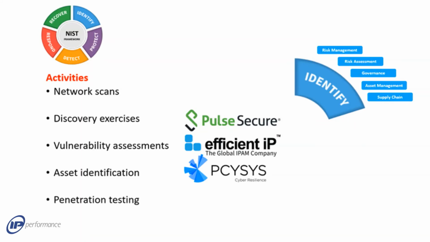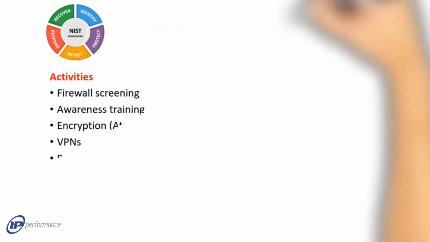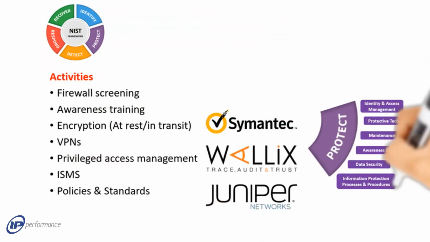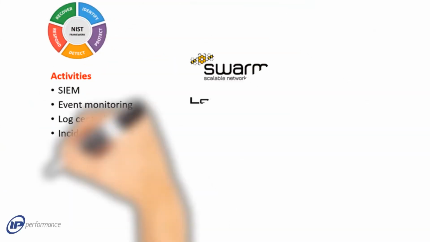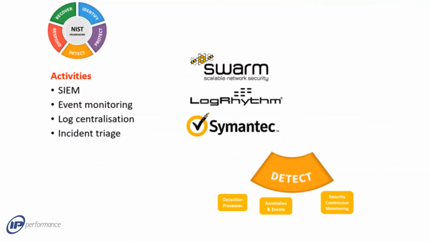your network infrastructure. The protect function covers traditional defensive technology such as antivirus and firewalls, but also addresses processes, policies, and awareness. Once identified and protected, your assets need to be monitored to detect incursions against your defenses.